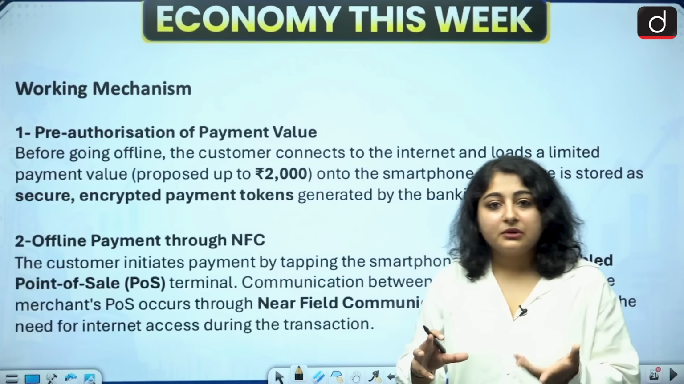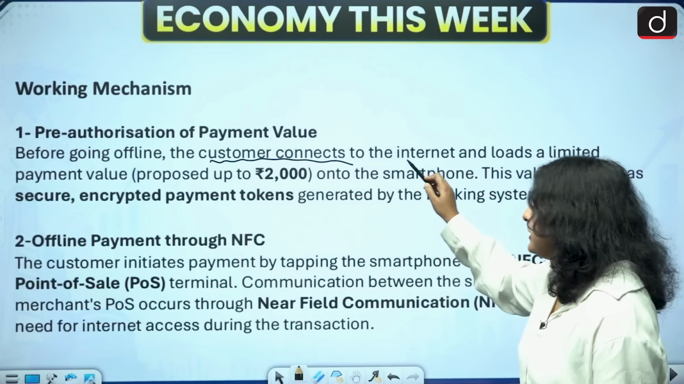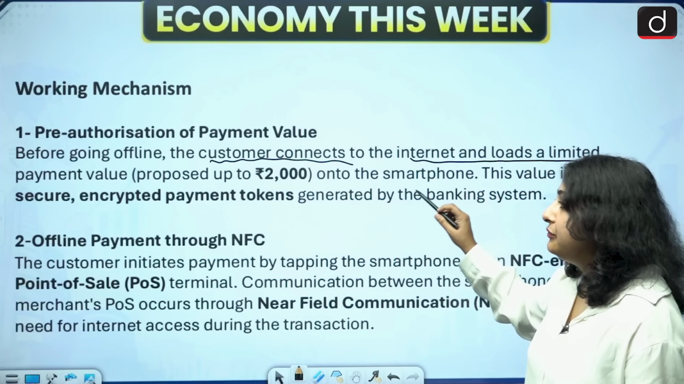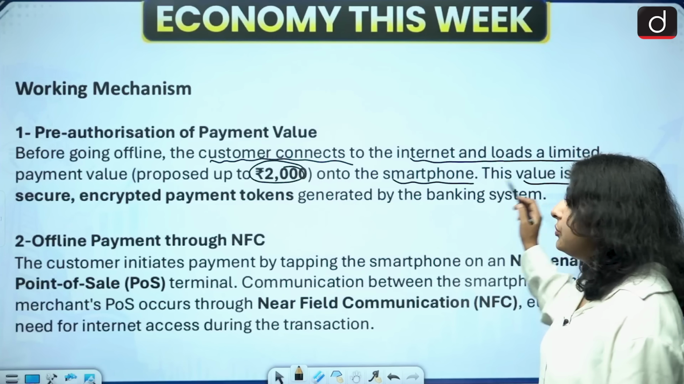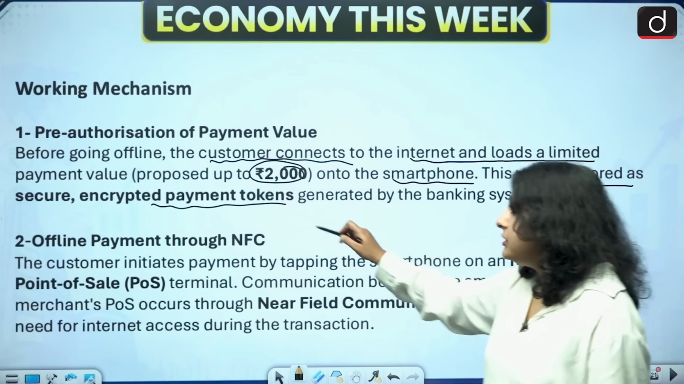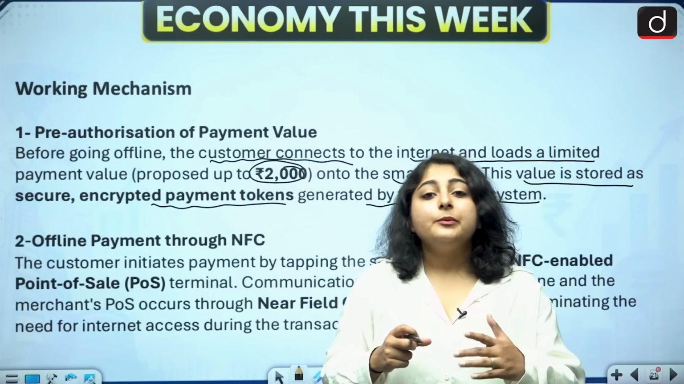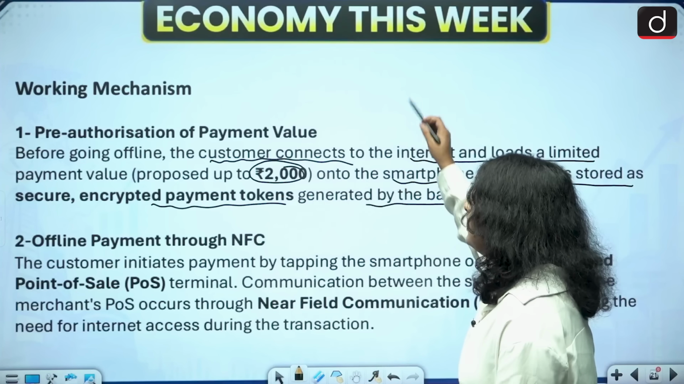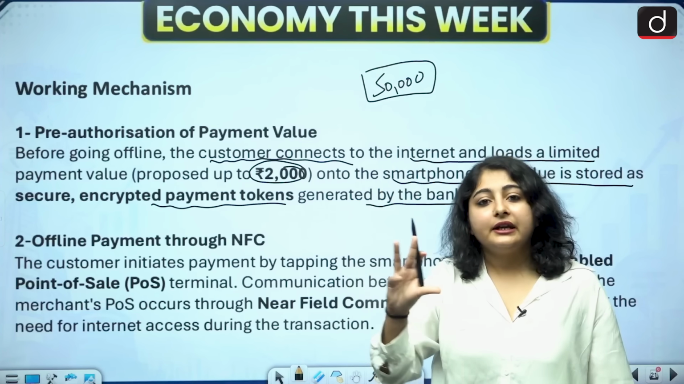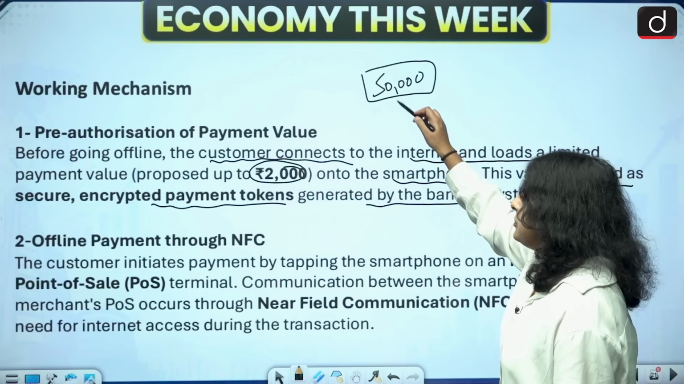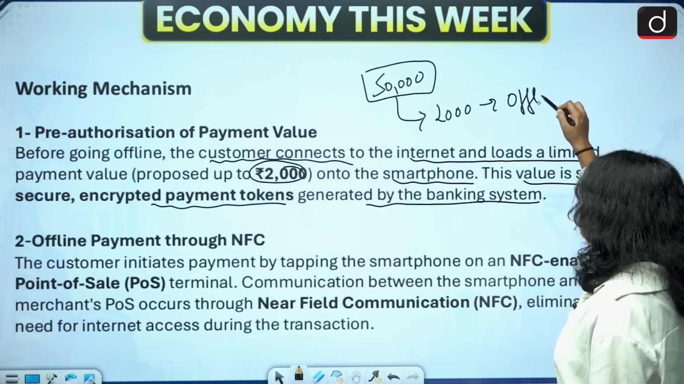Now let us understand the working mechanism, how it will work. Before going offline, the customer connects to the internet and loads a limited payment value, proposed up to 2000 rupees, onto the smartphone. This value is stored as secure encrypted payment tokens generated by the banking system. First of all, 2000 rupees will be pre-authorized. Let us assume that your bank balance is 50,000 rupees and your smartphone has internet connectivity. Now what it will do is reserve 2000 rupees as your offline wallet.